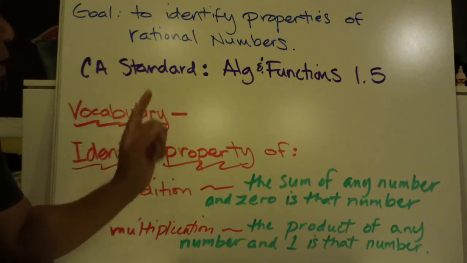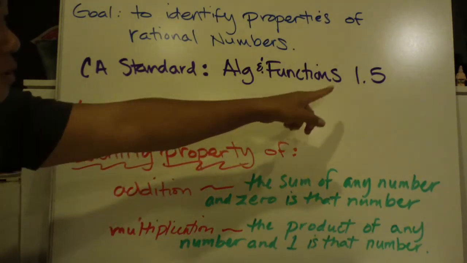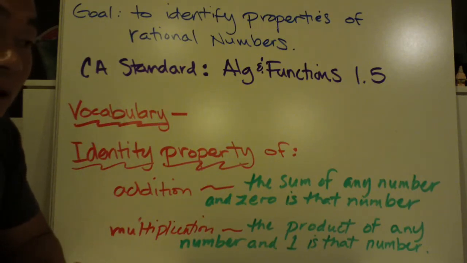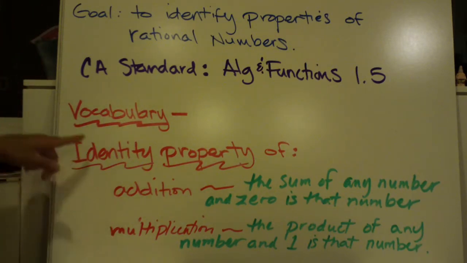So here, our California standard that we're going to cover today is Algebra and Functions 1.5. And this is very, very vocabulary heavy. So please stop at any time. Okay? So here, our vocabulary.